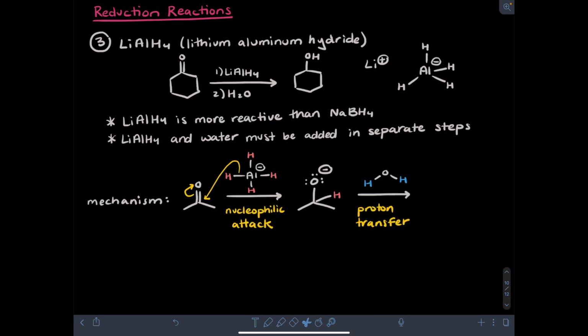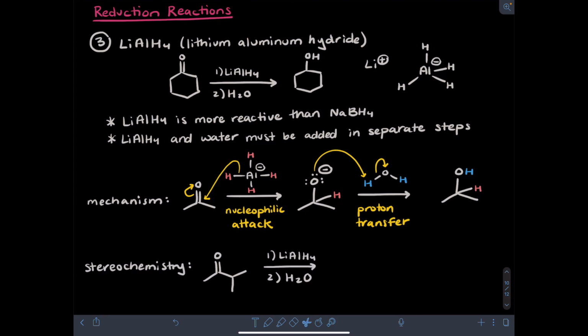The molecule will stay in this anionic form until the second step, when water is added. And then the anionic oxygen will act as a base in the proton transfer event. This will generate the neutral alcohol product. This reaction has added a new carbon-hydrogen bond and a new oxygen-hydrogen bond to the molecule. The hydrogen attached to carbon came from AlH4-, and the hydrogen attached to oxygen came from water in the second reaction step. Here as well, we have to pay attention to stereochemistry.